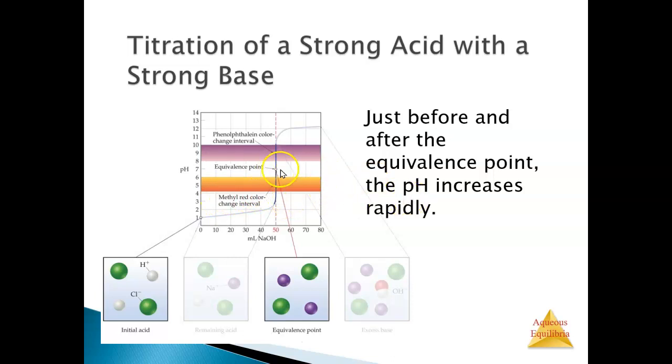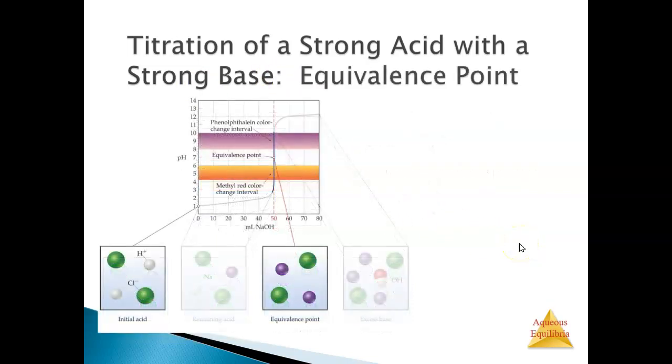And the equivalence point will be in the center of that rapid increase. And that actually remains true whether we have a strong acid and a strong base, or a weak acid and a strong base, or a weak base and a strong acid. With a strong base and a strong acid, the pH at the equivalence point is always the same.